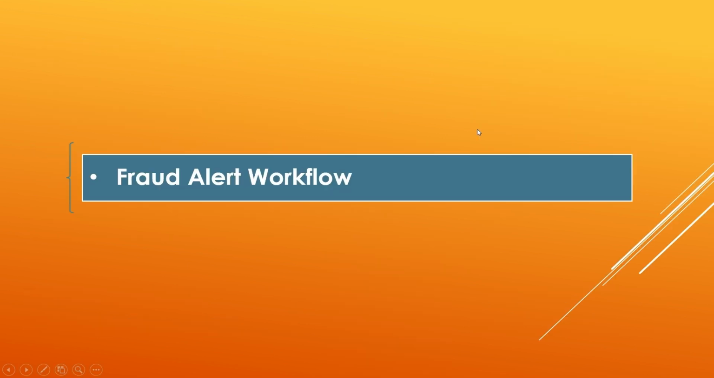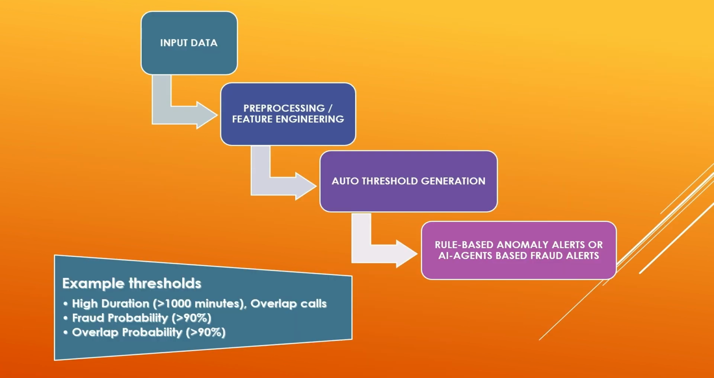So this is a fraud alert workflow. You can see here the input data is coming and pre-processing and feature engineering steps are being taken. Then auto threshold will take place, and then rule-based anomaly alerts or AI agent-based alerts will be generated. So I will tell you now about rule-based anomaly alerts for data. These are data anomalies. You can say that's when data is not normal, or abnormal.